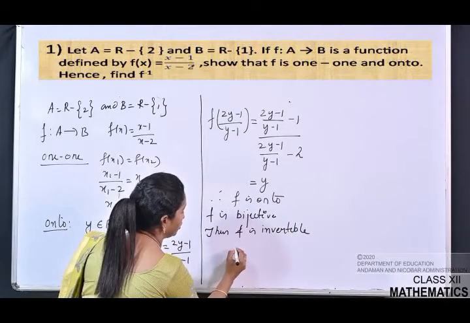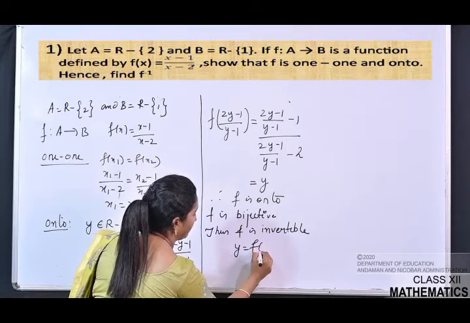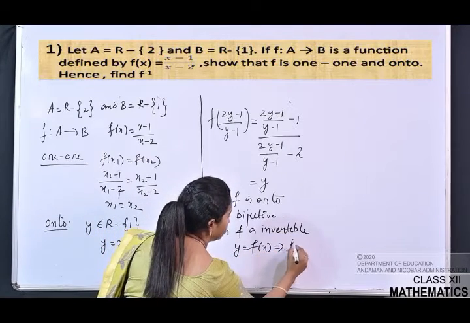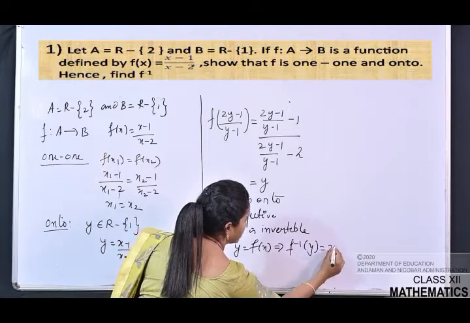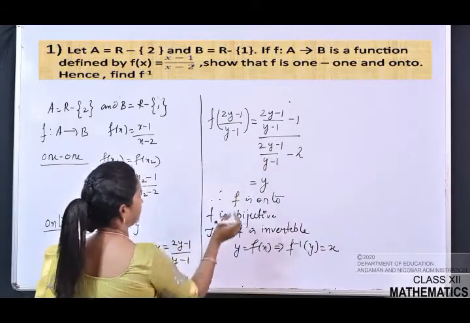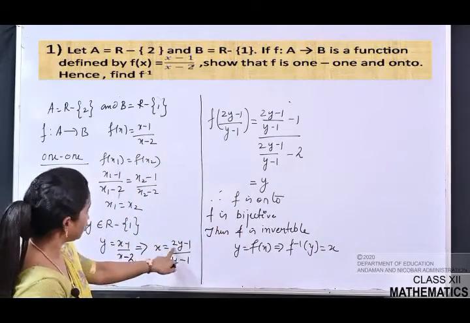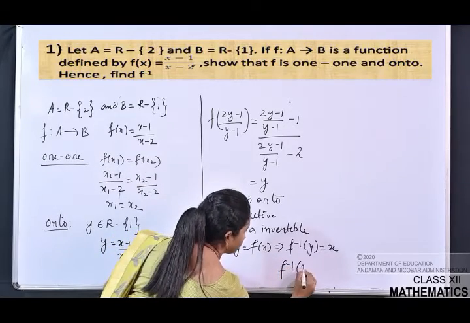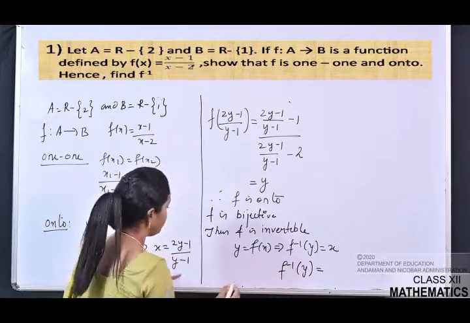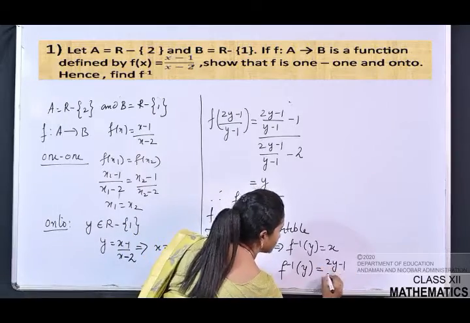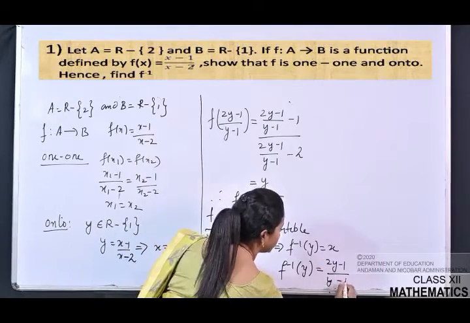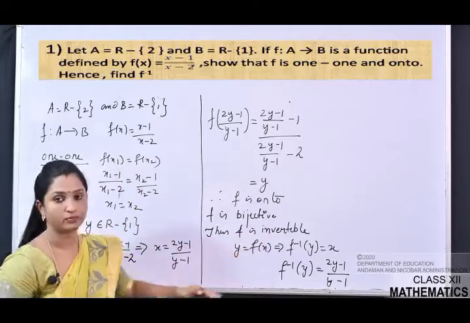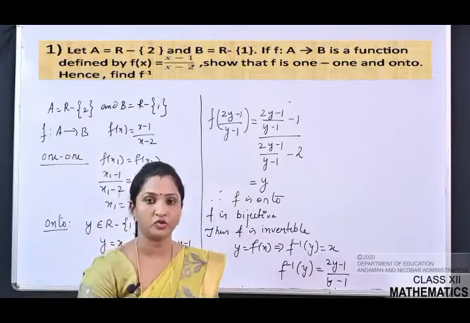f inverse will be, we know that y is equal to f(x), that implies f inverse of y is equal to x. What is the value of x? You got it. The value of x here is (2y minus 1) by (y minus 1). That means f inverse of y is equal to (2y minus 1) by (y minus 1). So this is the way you have to proceed. I hope this question is clear to you.